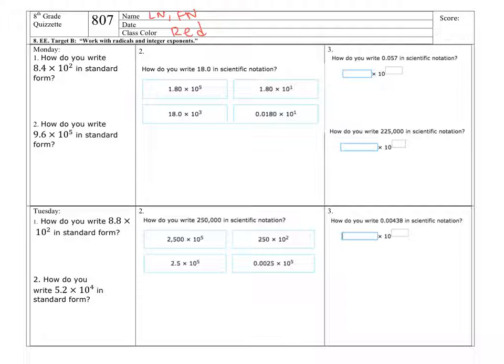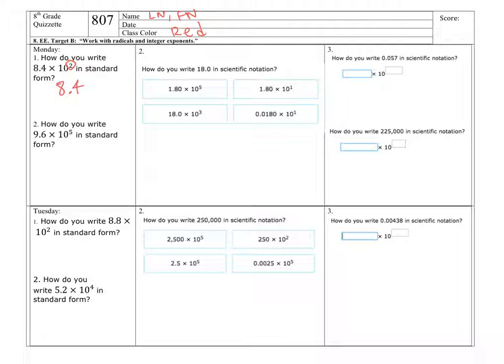Number 1 says, how do you write 8.4 times 10 to the 2 in standard form? So you would multiply 8.4 times 10 squared, which is 100, or you could see the power value. The power value here is 2. So you get 8.4, and it's positive 2, so you go in the positive direction 2 units.